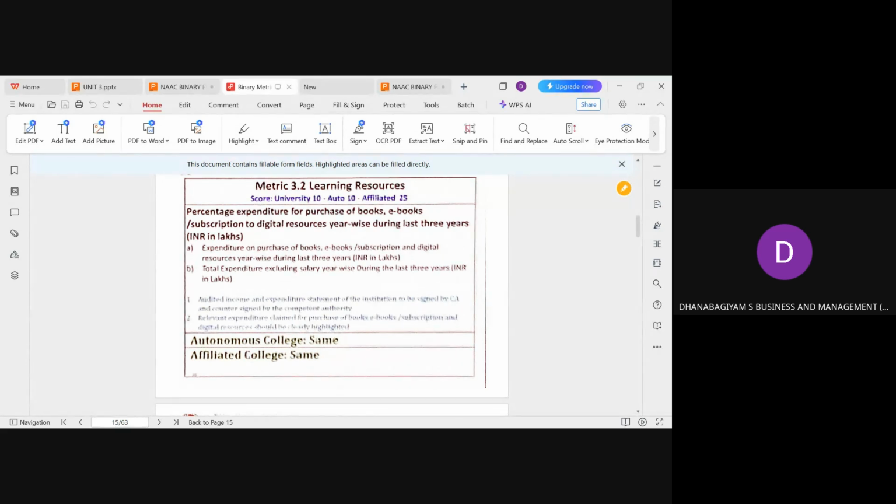There is a separate metric for library resources. When you talk about library resources, what are all the available books? At least we should have books, e-books, and all the digital resources. Most of the institutions today are more and more well-versed, and they have more and more digital resources. Scopus is quite difficult, but they have EBSCO.